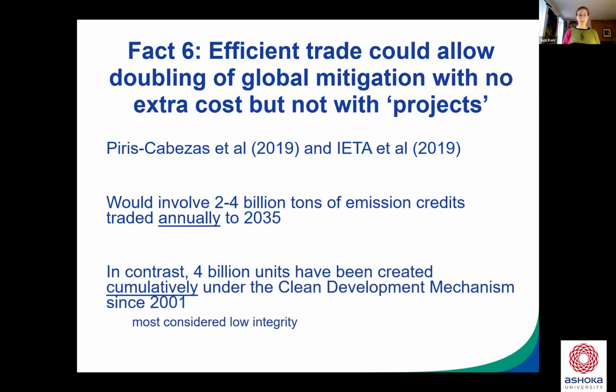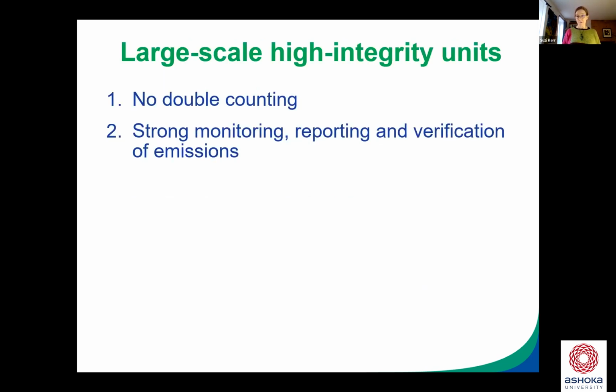So for contrast, again, in the Clean Development Mechanism, cumulatively, 4 billion units have been created and transferred. And most of those have been really low integrity, so they may not have led to any reductions in emissions at all. So we have two challenges. One is scale and one is integrity. So how do we create large-scale high-integrity units? What do they even look like?